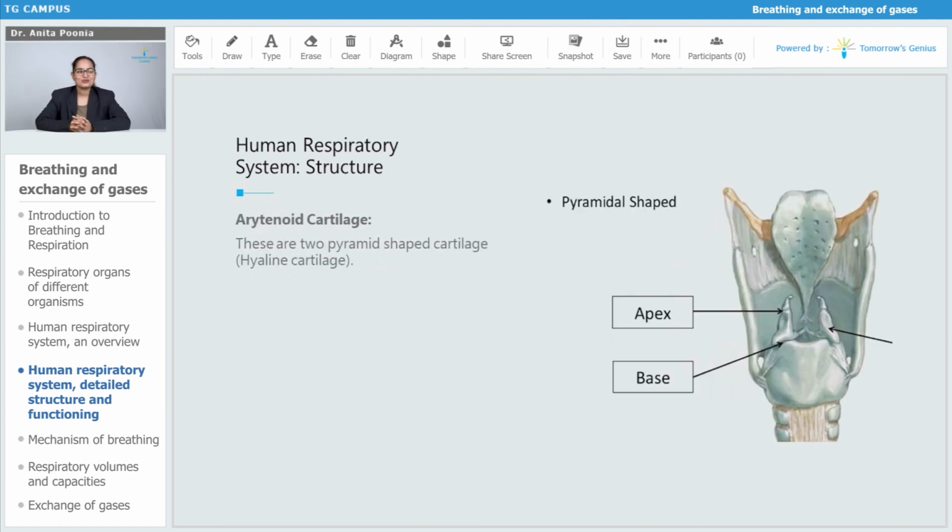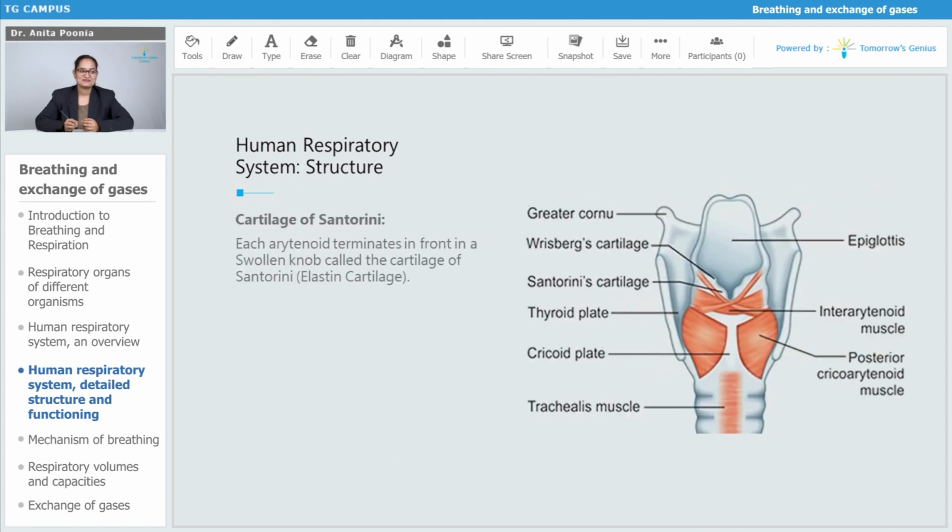Now talking about the third one, the arytenoid cartilage. There are two pyramid-shaped cartilages made of hyaline cartilage. You can see over here the pyramidal cartilage. The arytenoid cartilage is the smallest cartilage, which supports the posterior wall of the upper part of the larynx. Now talking about the cartilage of Santorini: each arytenoid terminates in front in a swollen knob called the cartilage of Santorini, which is an elastic cartilage.